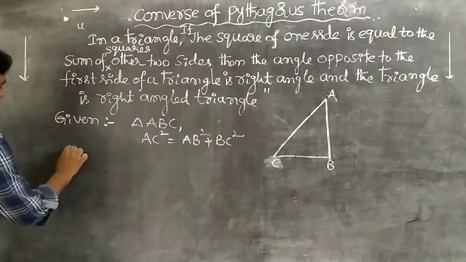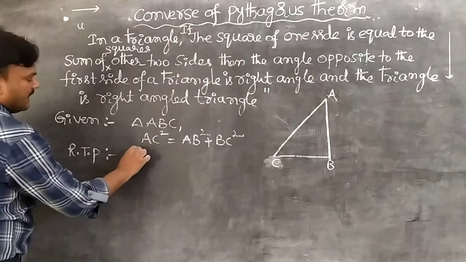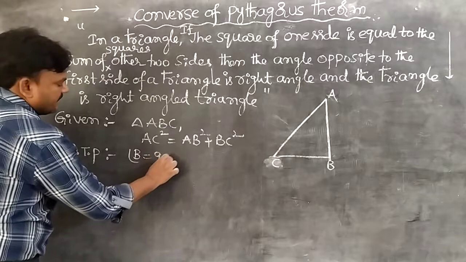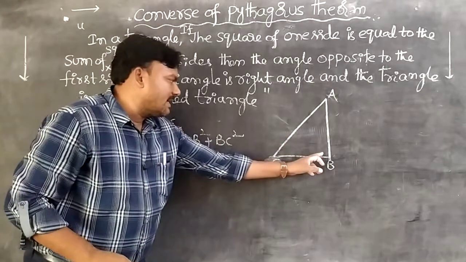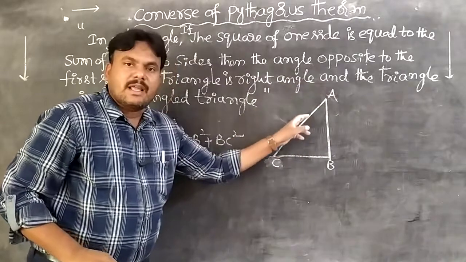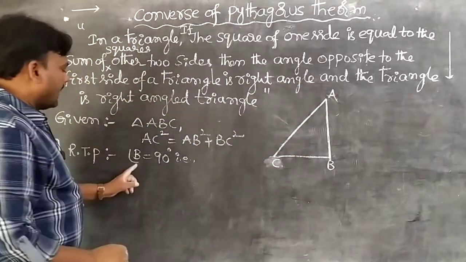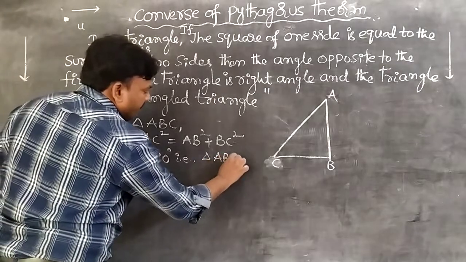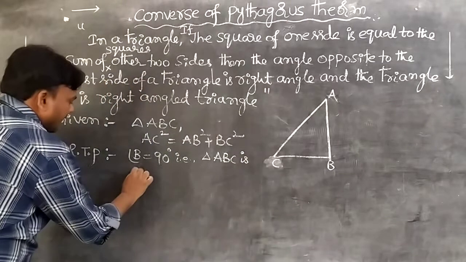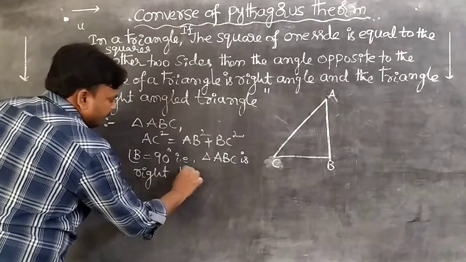Then RTP, what we prove here: angle B equals 90 degrees. One angle is 90 degrees, so what about the whole triangle? Triangle ABC is a right angle triangle. Angle B equals 90 degrees, that is, triangle ABC is a right triangle or right angle triangle.